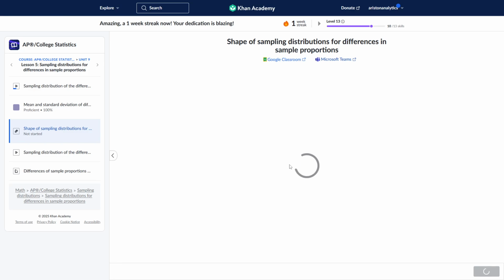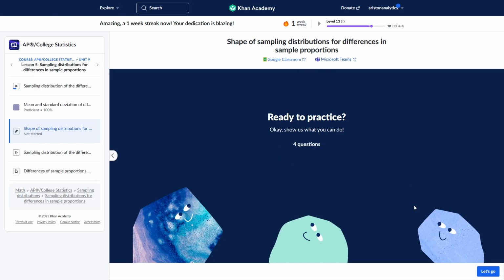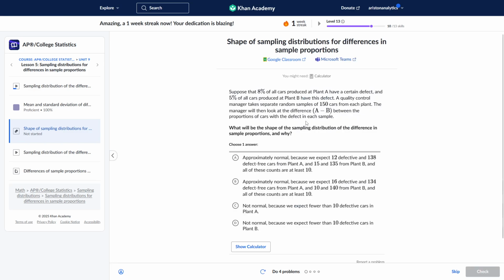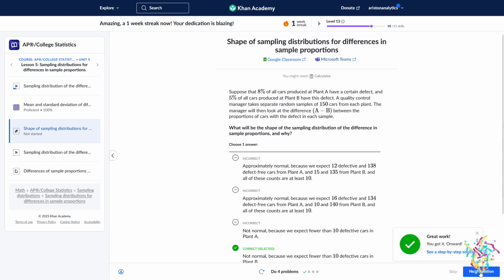Okay, next exercise. Shape of sampling distributions for differences in sample proportions. 8%, 5%. In plant B, we expect fewer defective cars. Yep.